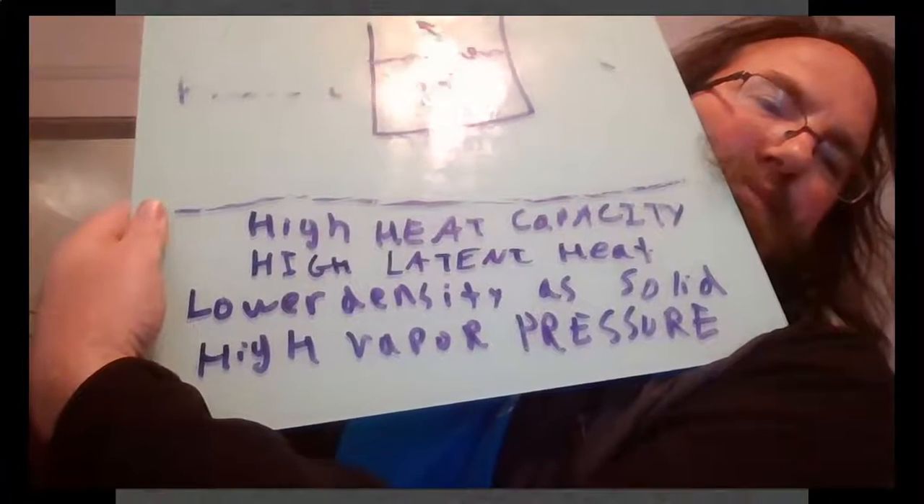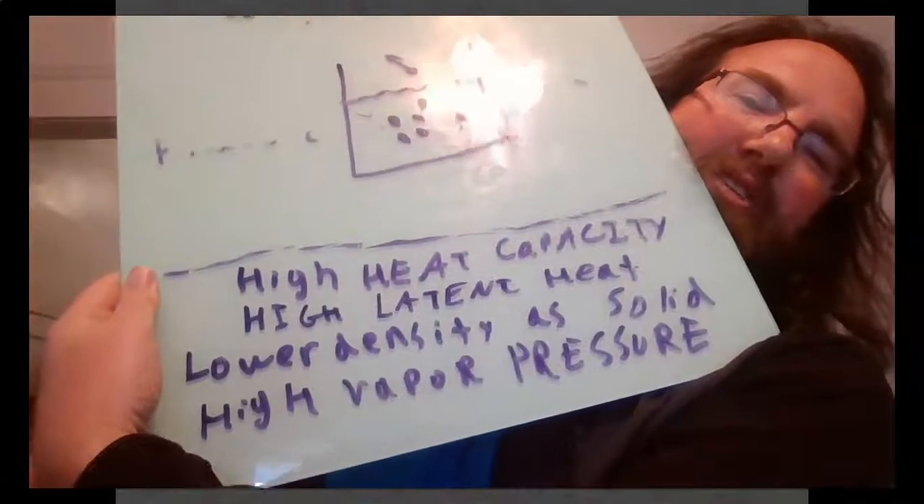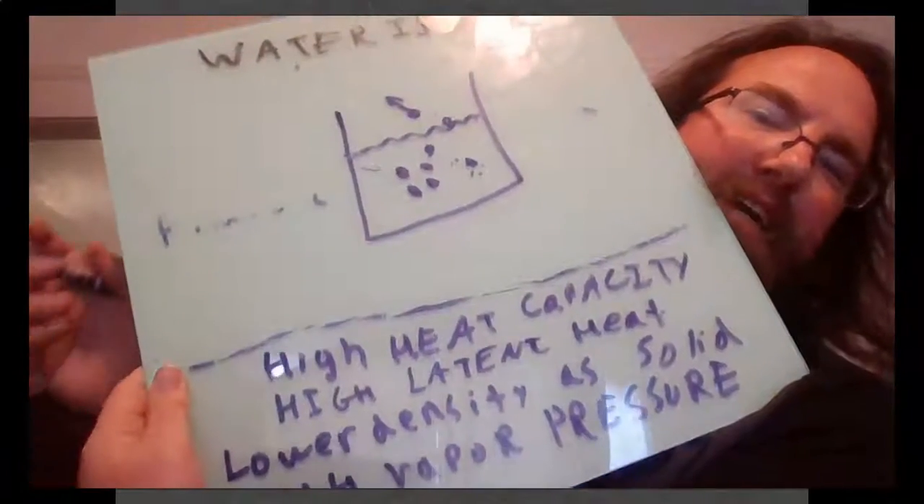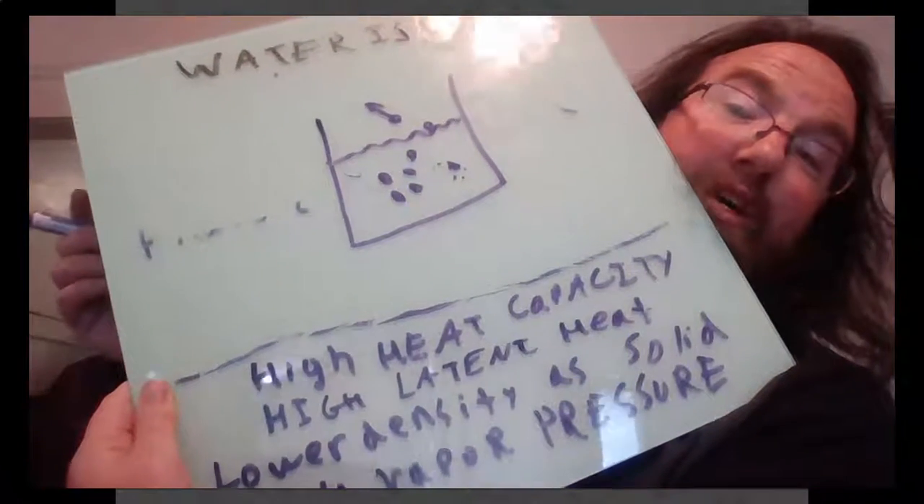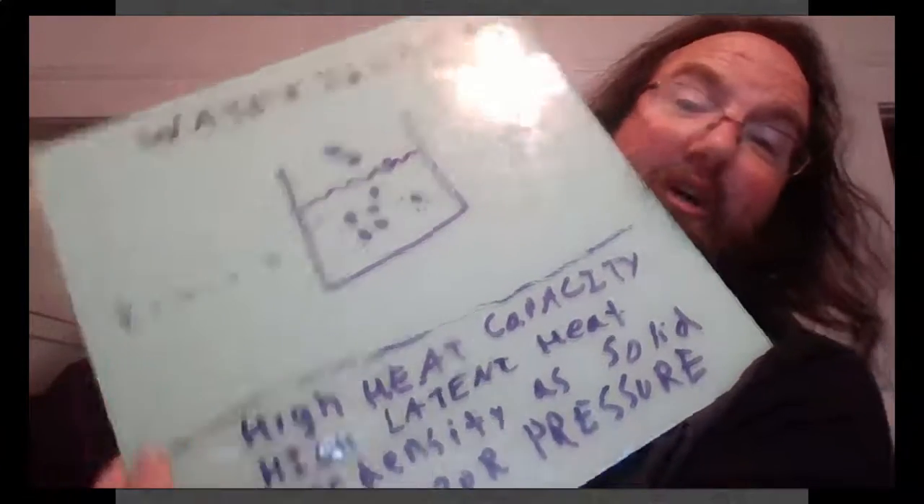High vapor pressure. You also see up here a very high surface tension. This is why bugs can skitter along the surface of the water. Same phenomenon. Hydrogen bonding will hold that water together, and that's what allows things to skitter along the surface.